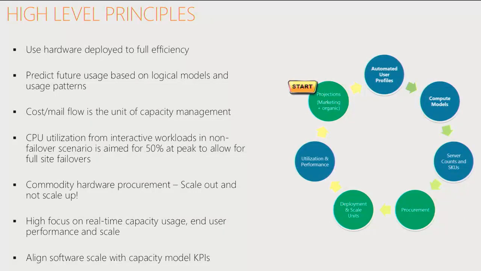Once we have these three things, the projections, the user profiles, and the compute models, we can go ahead and very easily find out in our mathematical models how much CPU we need, how many disks we need, how much I/O capacity we need. All these things lay over pretty well. Then we map them to the different SKU types which we have or which we intend to procure. Once we have that, it goes through the regular cadence of procurement and automated deployments.